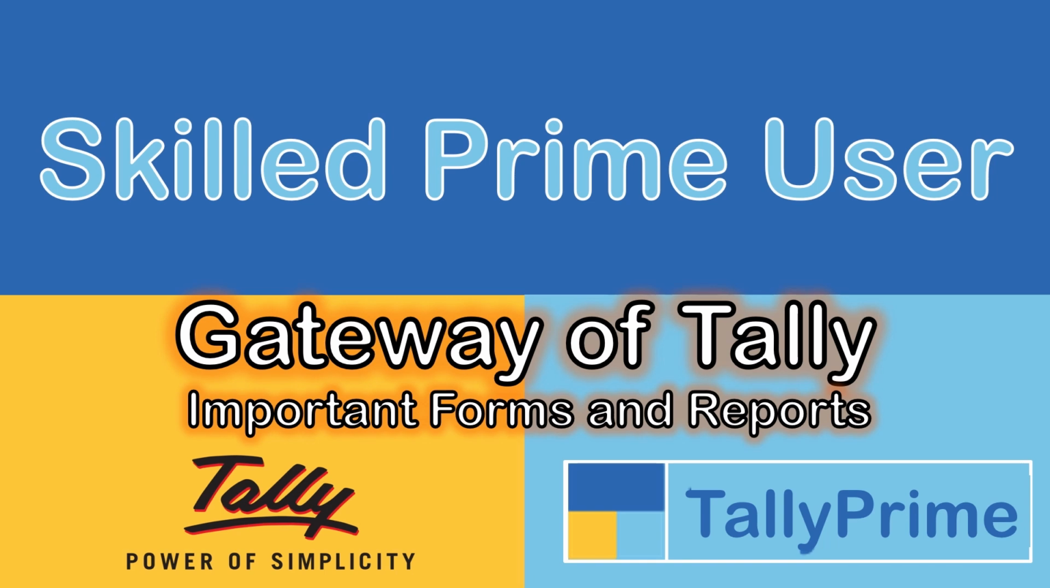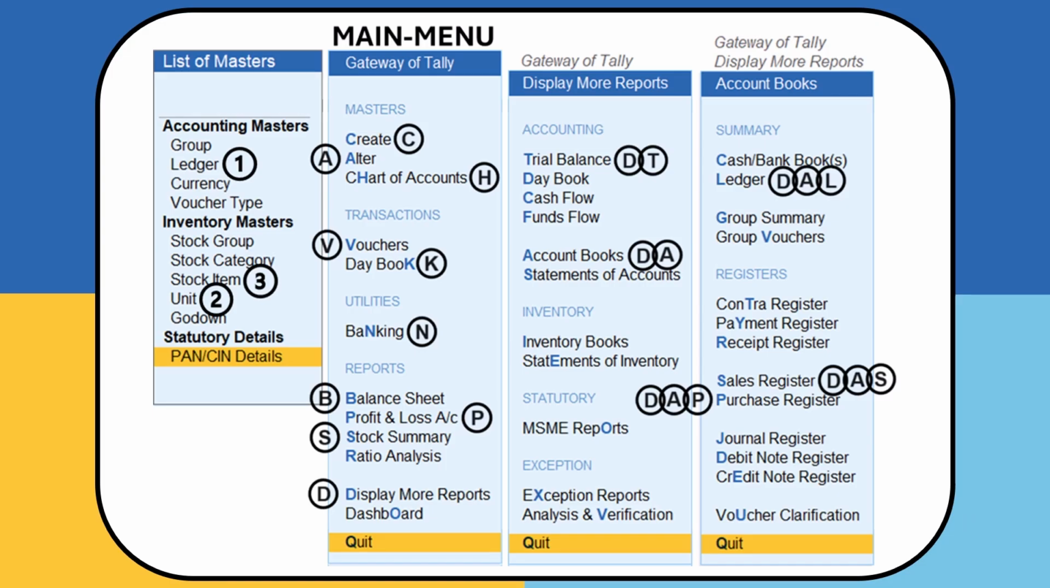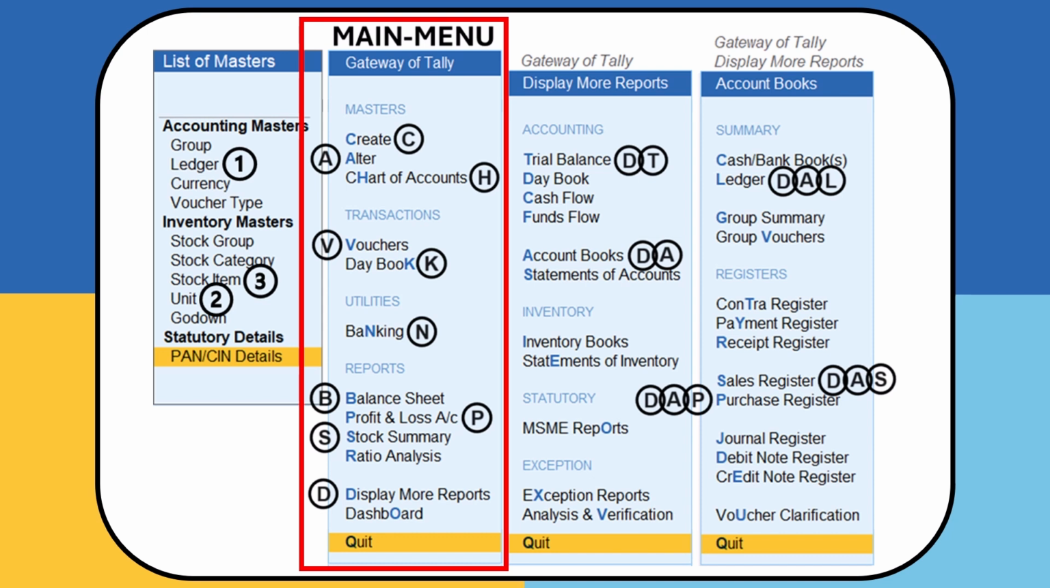In this video lesson, we will discuss some important forms and reports in Tally Prime. Additionally, we will learn how to navigate to these forms and reports from the Gateway of Tally. This image is provided in the book on page 7 as figure number 11. As mentioned earlier, the Gateway of Tally serves as the main menu of Tally.